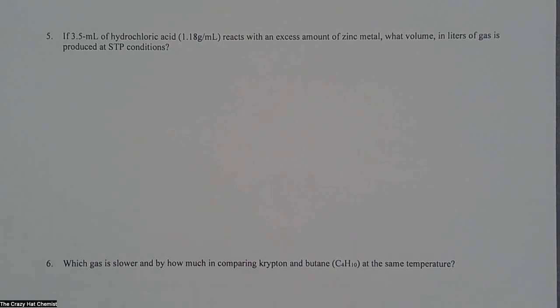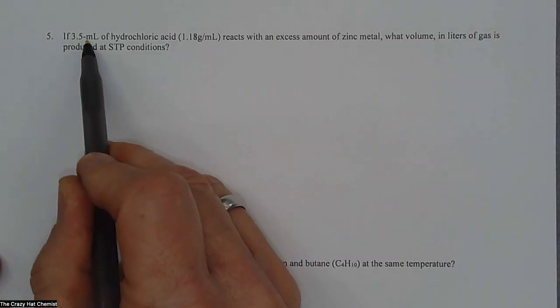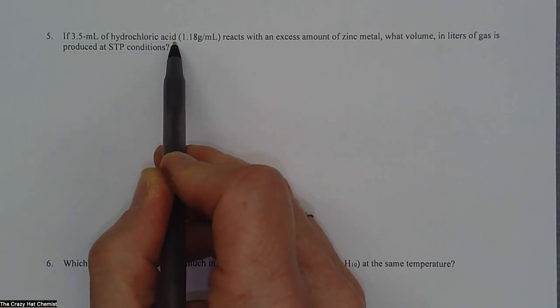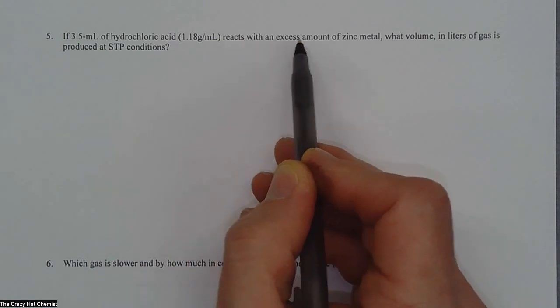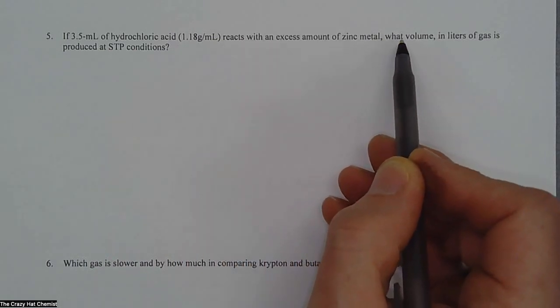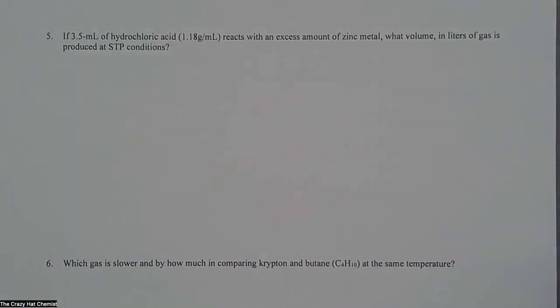All right. Here we go. We're going to tackle problem number 5. Let's see what we can do here. It says if 3.5 milliliters of hydrochloric acid at a density of 1.18 grams per mil reacts with an excess amount of zinc metal, what volume in liters of gas is produced at STP conditions? So this is actually a stoichiometry problem, and you should have been able to solve this with the stoichiometry unit, but that's okay. No worries. Let's give it a try here as well.